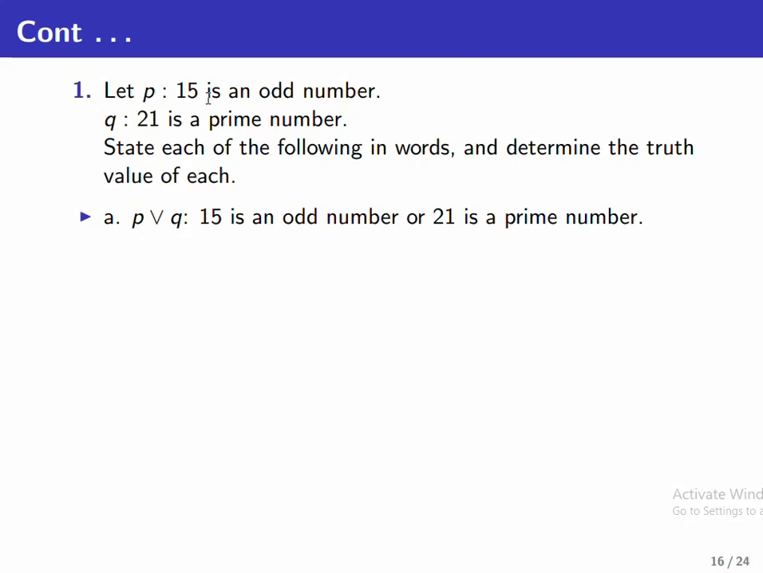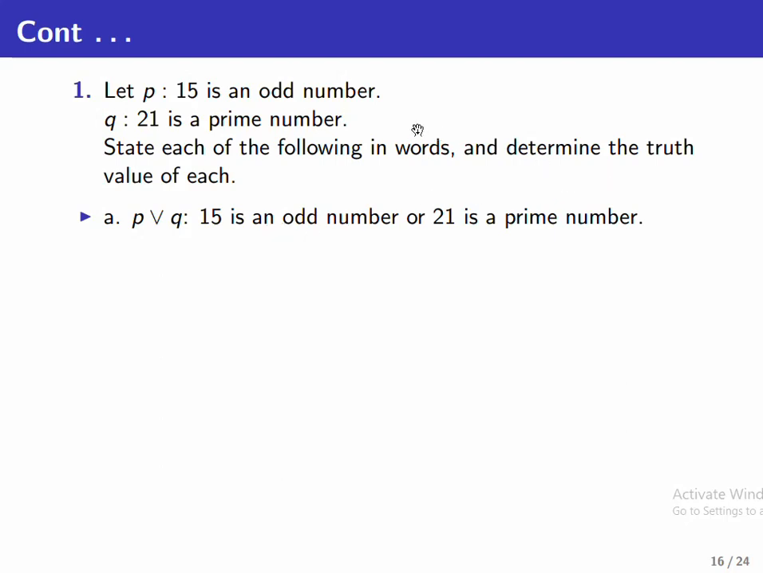Another exercise says: let proposition P be 15 is an odd number, and another proposition Q be 21 is a prime number. State each of the following in words and determine the truth value of each. So what is P or Q? P or Q can be stated in words like this: 15 is an odd number or 21 is a prime number.